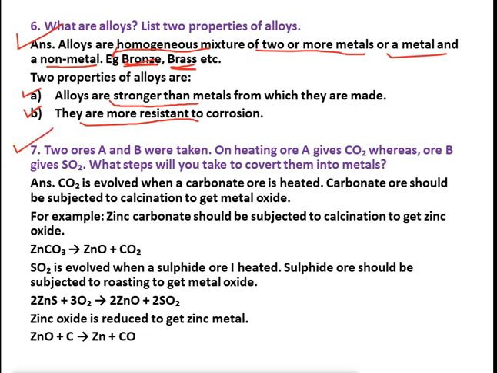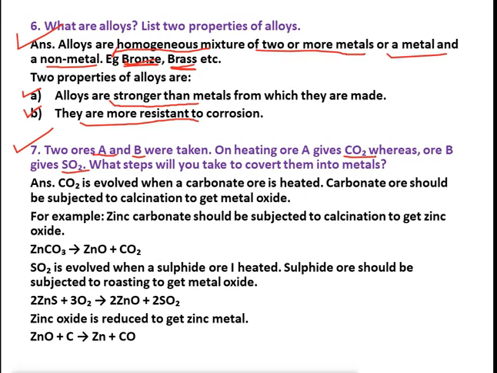Next question, question number 7. Two ores A and B, when heated, ore A gives carbon dioxide, whereas ore B gives SO2. What steps will you take to convert them into metals? We have two ores A and B. When we heat ore A, carbon dioxide gas is liberated. And when heating ore B, we get sulfur dioxide gas. So what steps can we take to convert these ores into metals?